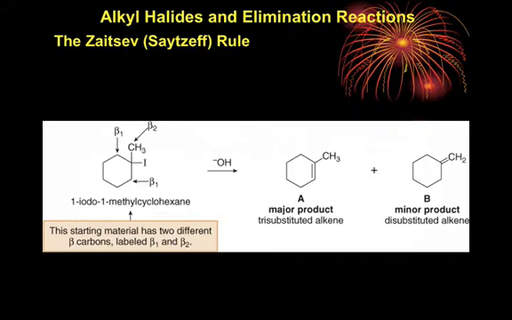You'll notice that the beta 1s are identical. They're both secondary, right? There's a mirror plane that runs through here. That's why beta 1 and beta 1 are identical and labeled as such. But we also have beta 2, right?